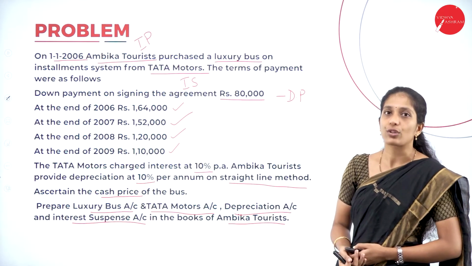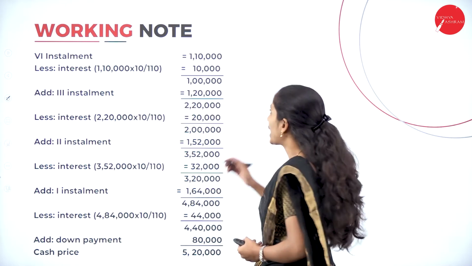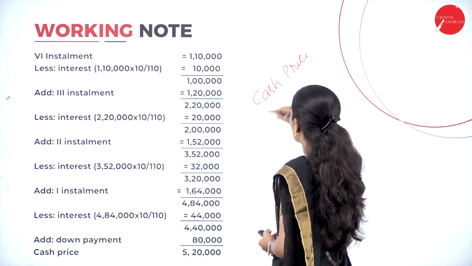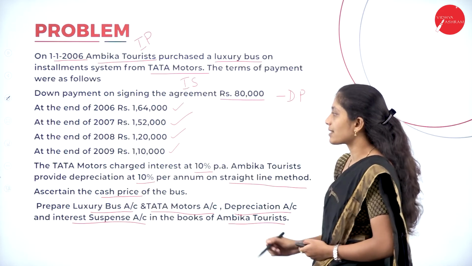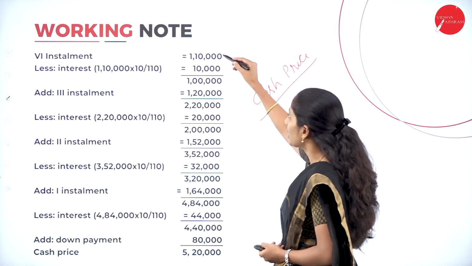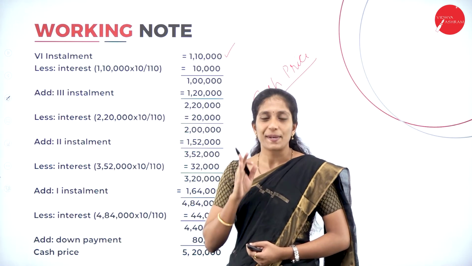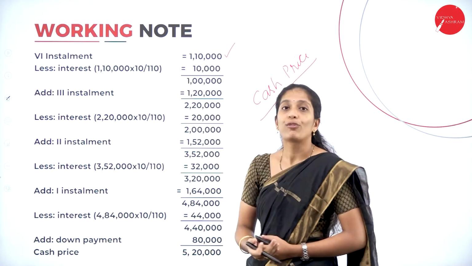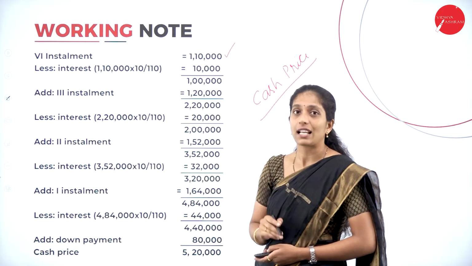Let us see how we are going to calculate the cash price. Now, this is a working note where we are going to calculate the cash price of the asset. So, let us calculate it. Now, take the last installment, that is the fourth installment, 2009. How much have they given? 1,10,000. Write that fourth installment, 1,10,000. So, whenever, my dear students, please remember, when they are not giving the cash price of the asset, we have to start from the fourth installment. Okay. So, fourth installment is 1,10,000 less interest.